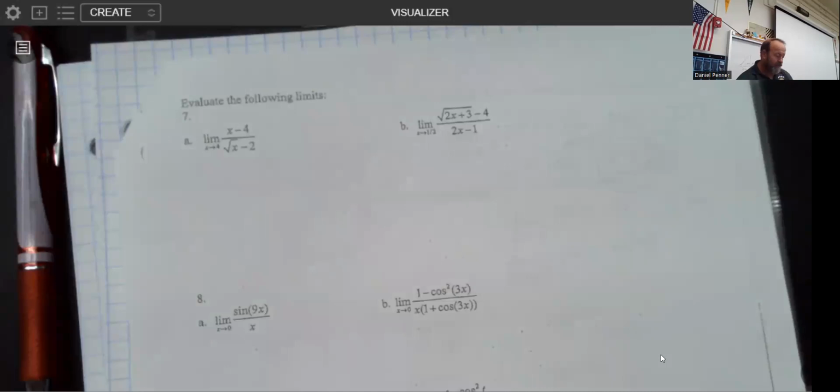All right, let's hammer this last page and get it done. Thanks for joining if you're having trouble on any of these problems. Welcome to the page that's full of indeterminate forms.